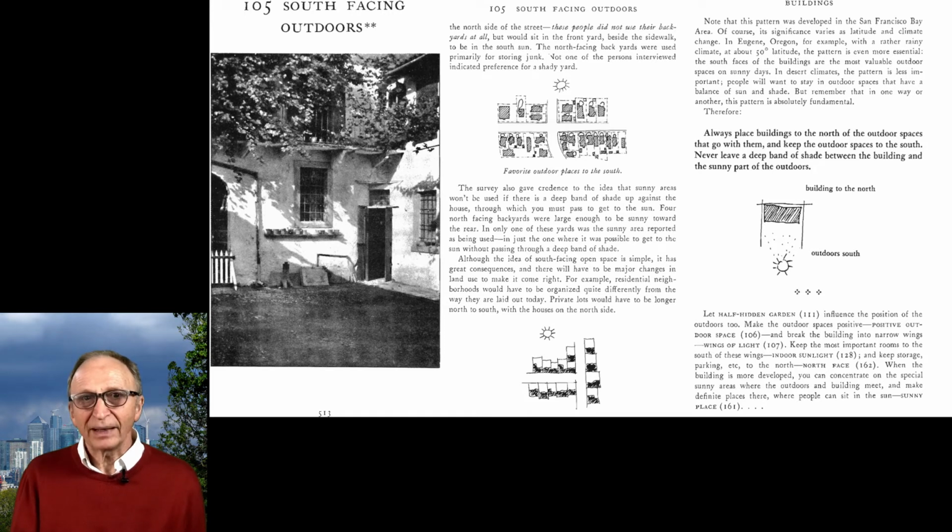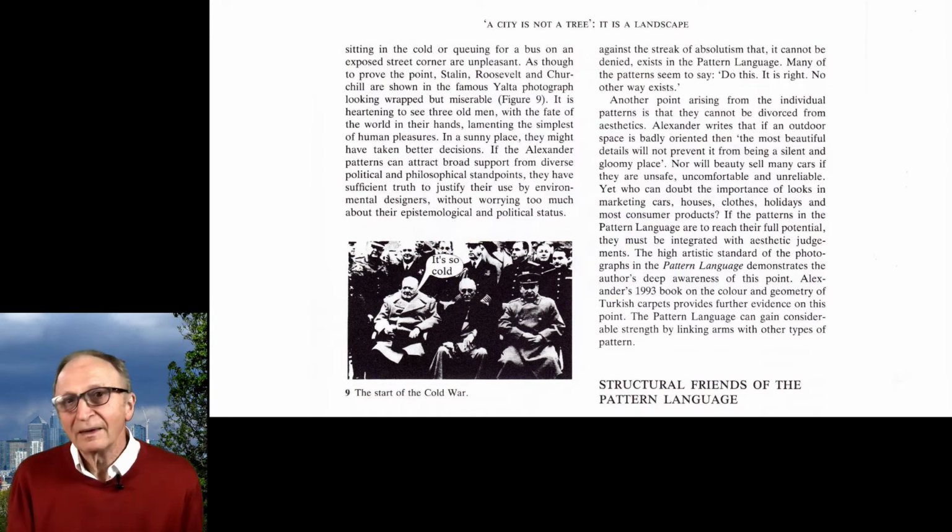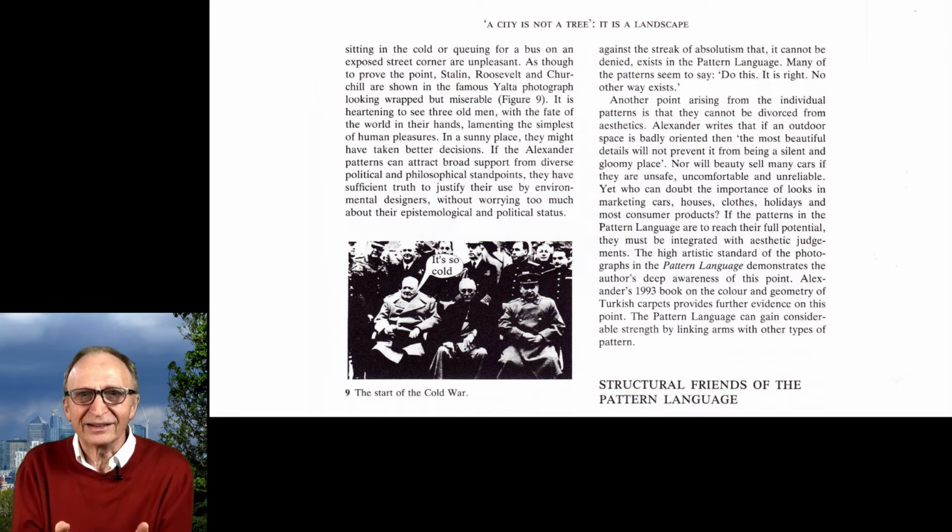A moment's reflection on the above patterns will reveal that the 13 isms are paper tigers. Though a Taoist, a Christian, a capitalist, a communist, a positivist, and a great dictator may disagree about many things, they will surely agree that sitting in the sun is pleasant, while sitting in the cold or queuing for a bus in an exposed street corner is unpleasant. As though to prove the point, Stalin, Roosevelt and Churchill are shown in the famous Yalta photograph, figure 9, looking wrapped up but miserable. It's heartening to see 3 old men with the fate of the world in their hands, lamenting a lack of the simplest of human pleasures. In a sunny place, they might have taken better decisions.